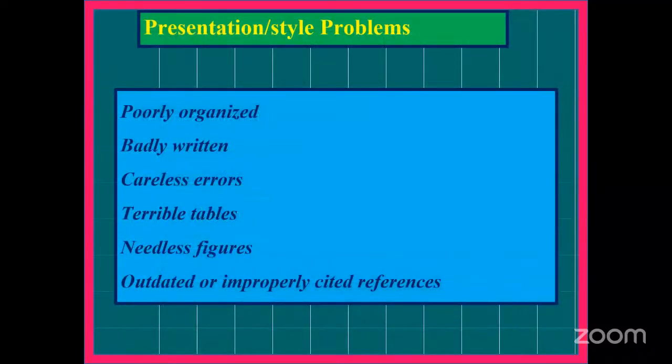And this is poorly organized, badly written, careless errors, and too many tables, like 20 tables or 15 tables or 10 tables. One or two, three is okay. And also needless figures. Sometimes we cannot give all the figures. For the needless figures, we must go to the supplementary. And then outdated or uncited references. Outdated means references from 5 years back.